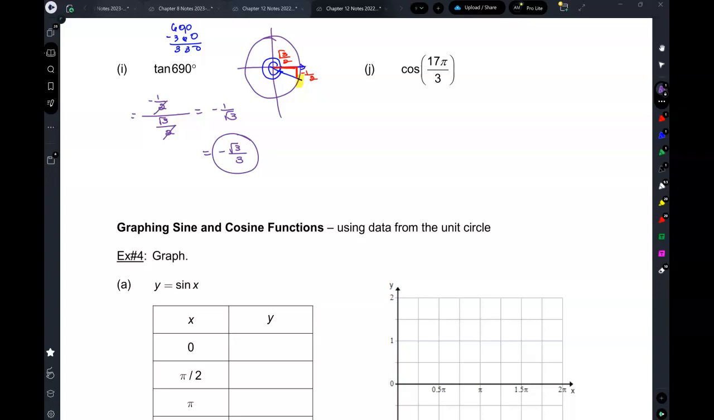Okay, cosine 17 pi over 3. Oh, that's a lot, 17 pi over 3. Okay, so again, use mixed numbers. 17 over 3 pi, this is what? 5 and 2/3 pi. Okay, so if I start here, I go 2 pi, 4 pi, 5 pi, 2/3 of a pi, we're all the way down there.